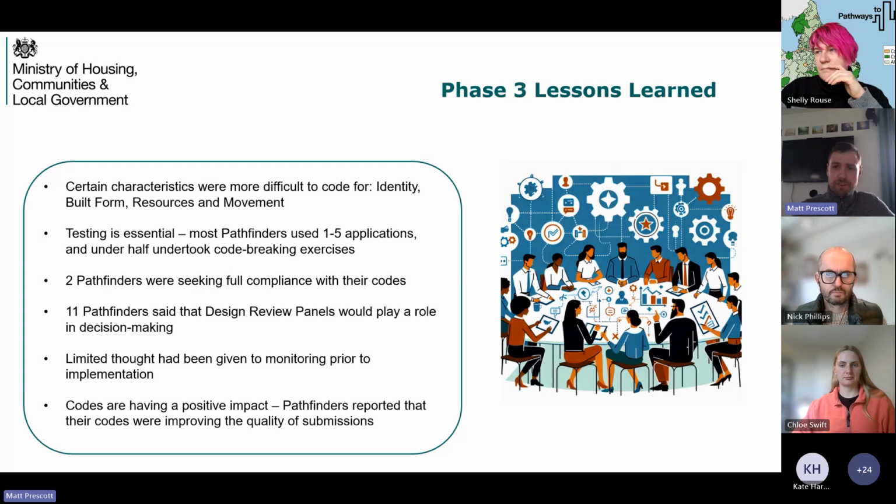Some of the key findings we took from this latest phase of the program, phase three, was that there were certain characteristics which were more difficult to code for, those being identity, built form, resources, and movement.